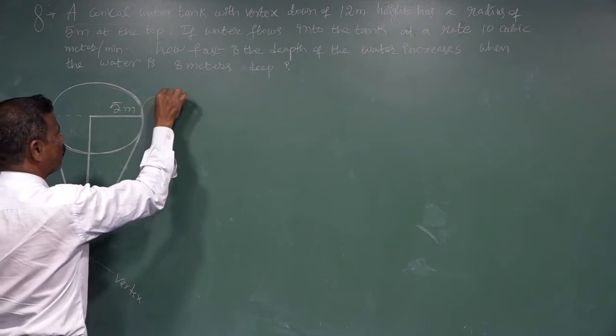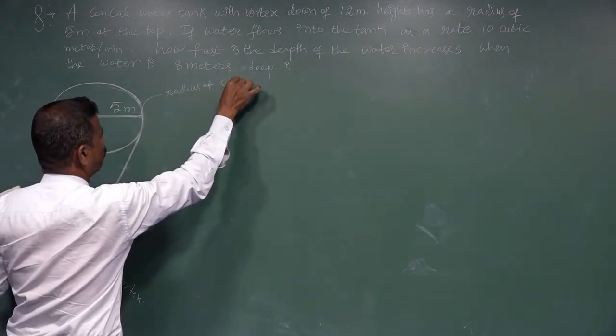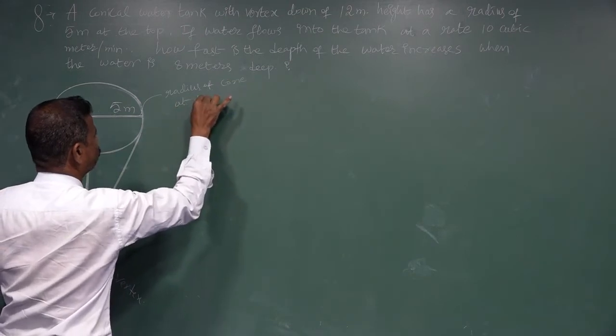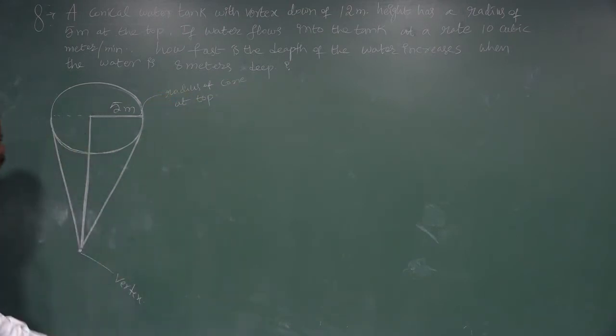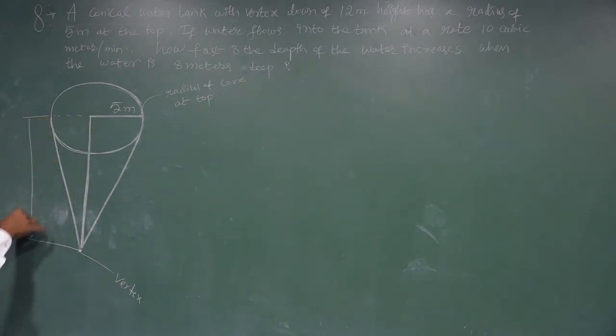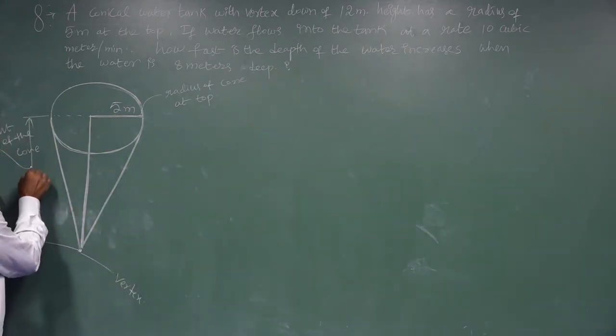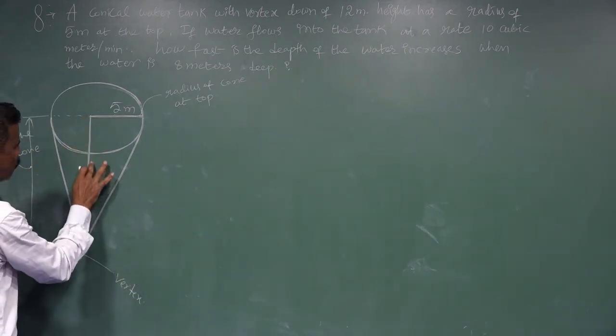This is the radius of the cone at the top. This is the height of the cone. The height of the cone is also given: 12 meters.